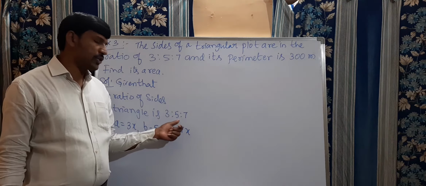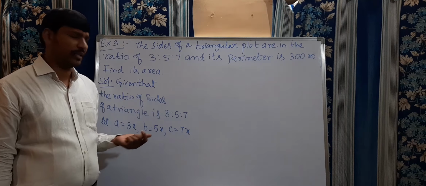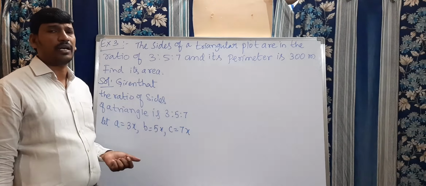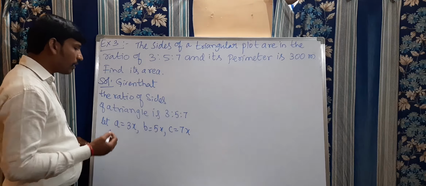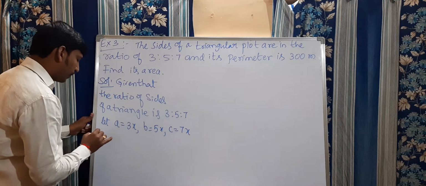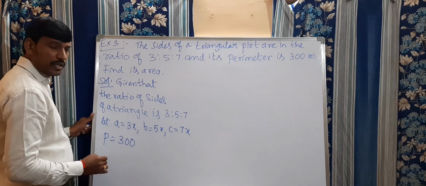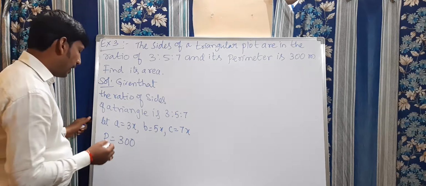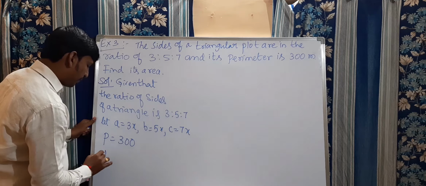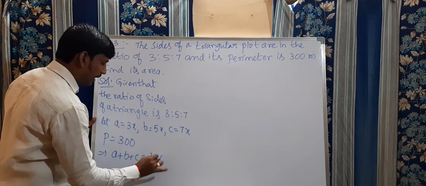When you remove the ratio, you can take any one variable as x or k, anything other than these a, b, c. You can take any alphabet as a variable. Now they have given perimeter P is equal to 300 meters. So what is the P here? P is nothing but a plus b plus c, which implies a plus b plus c is equal to 300.